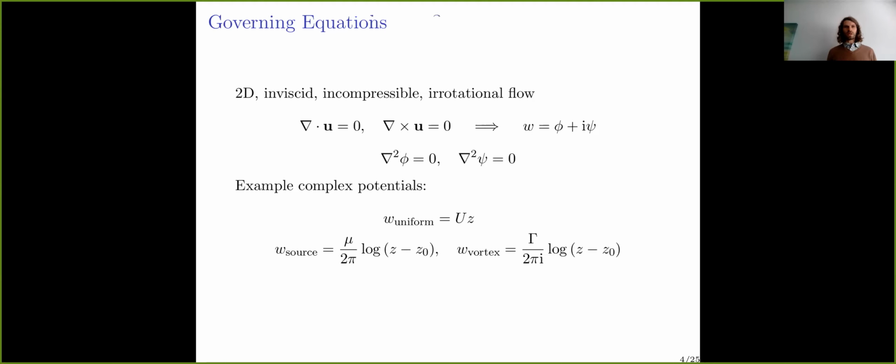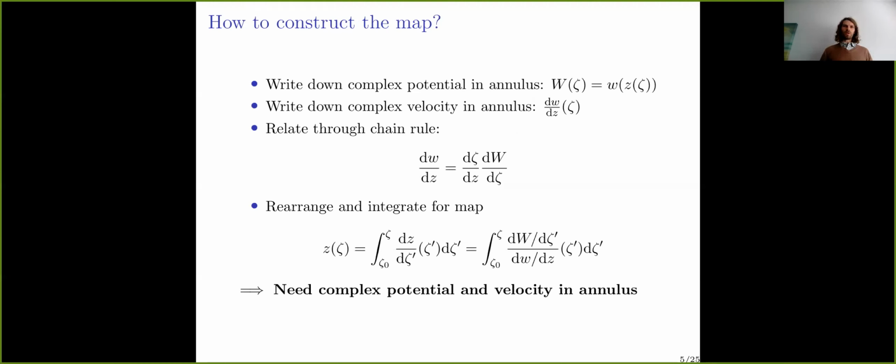So how do we construct the map? Well, it turns out that if we're able to write down the complex potential in the annulus, W, so that'll be W throughout, and also the complex velocity expressed as a function of the annulus variable, then we can relate the two through the chain rule, rearrange, and then we'll have dz d zeta, and we simply integrate that, and then we have our map. So we have z as a function of zeta, and that tells us that all we really need to worry about is constructing the complex potential and the complex velocity as a function of the variable in the annulus.